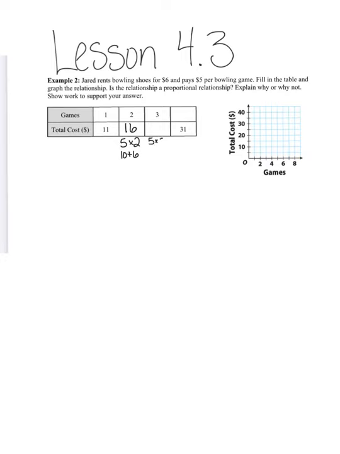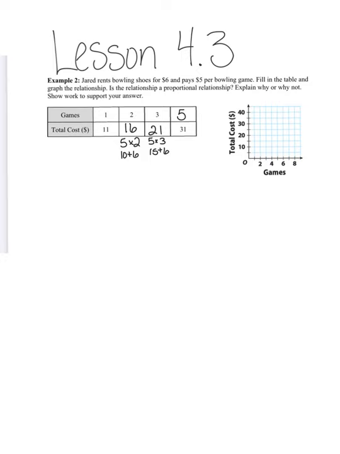For 3 games, it's going to cost us $21. And then here we've got the total cost being $31, which if we take the $6 away from that for our shoes, we've got $25, and 5 times 5 is 25. So we know that for 5 games, it would cost us $31. So we've got our completed table here.